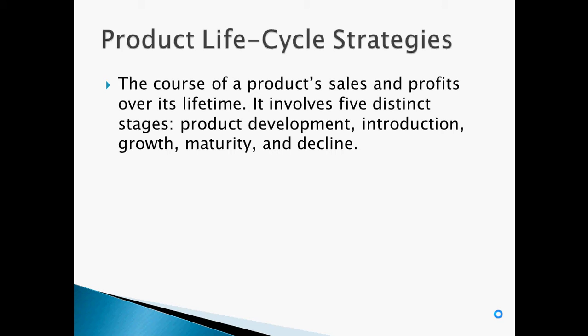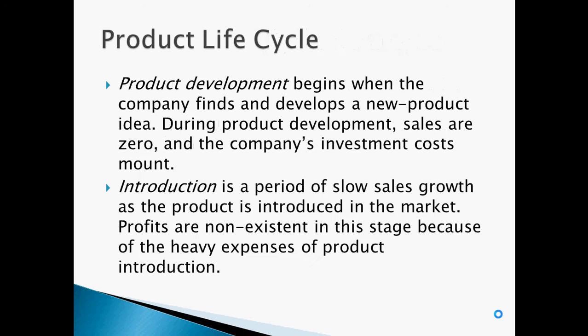We're going to look today firstly at the product life cycle, then later on we might look at services characteristics. Now, the course of a product's sales and profits over its lifetime. So the product life cycle is described as the course of a product's sales and profits over its lifetime. It involves five distinct stages: product development, introduction, growth, maturity, and decline. Product development begins when the company finds and develops a new product idea.